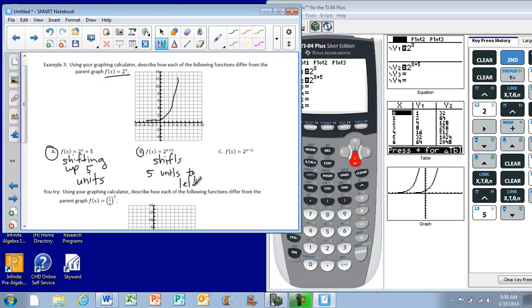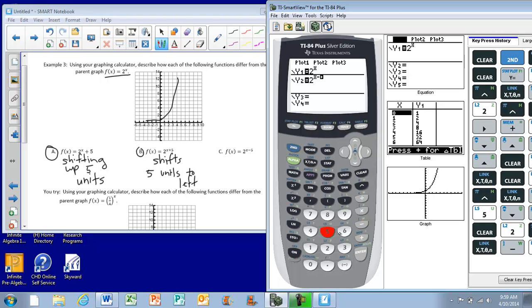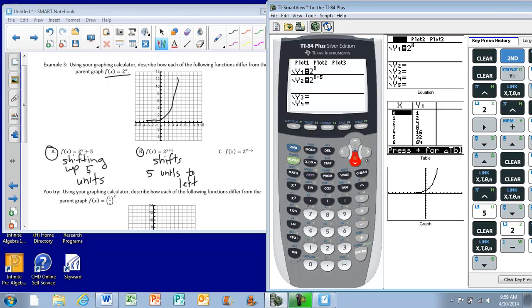When we did shifts before, remember what you would think: positive, it's going to go to the positive number, to the right, but actually it's the opposite. So it's going to go 5 units to the left. You can take a guess as to what's going to happen in C. If we have 2 to the power of x minus 5, take a guess. Let's plug it in. 2 to the power of x, I'm sorry, not plus 5, minus 5. What happens to that graph? It's going to shift 5 units to the right.